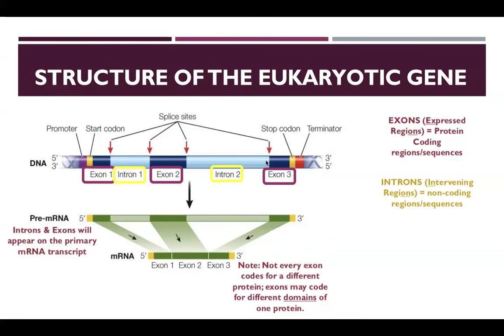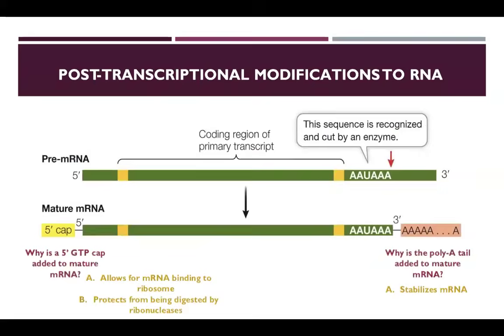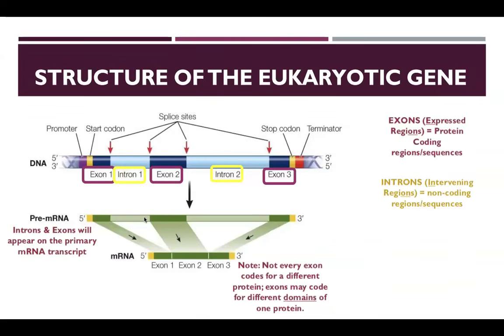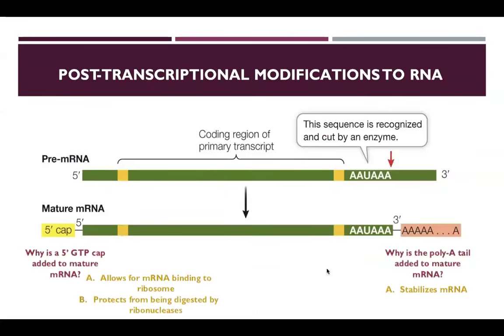So your pre-mRNA, the template strand, is coding for everything, exons and introns. But eventually, enzymes come in and get rid of these introns so that your actual messenger RNA is only your exons, which are your coding regions.